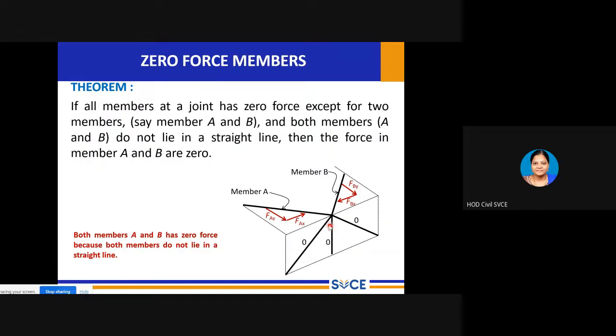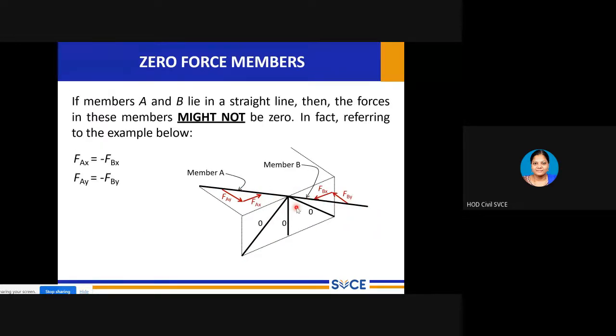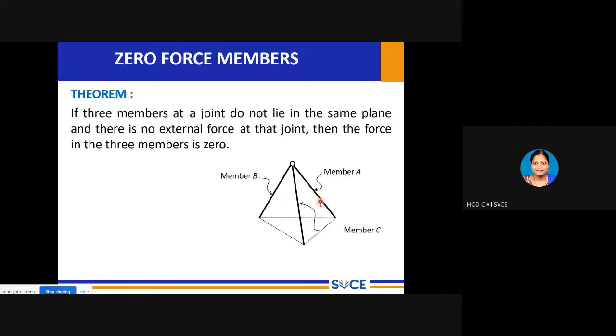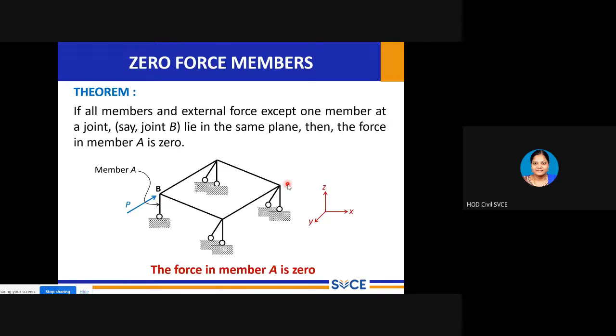And here you have 5 members, out of which 3 members have 0 forces. The other 2 members are not collinear. They are not in a straight line. In that case, force in member A and member B will be 0. And this is another condition. Again, if they are in the same straight line, the forces might not be 0. And again, if 3 members act on different planes, and also there is no external force at the joint, all the member forces will be 0. Right? And this is another condition.